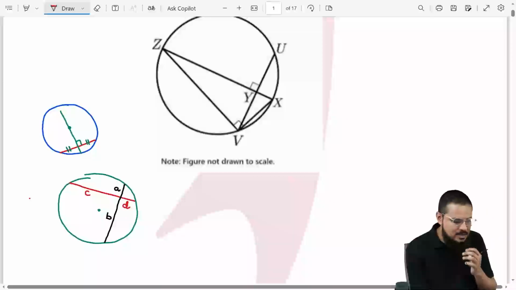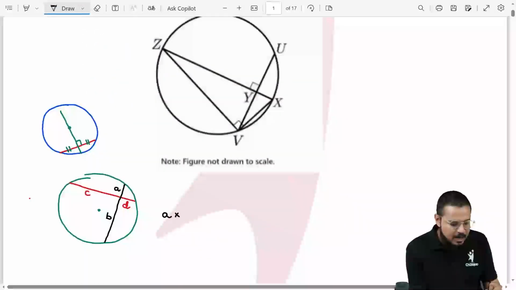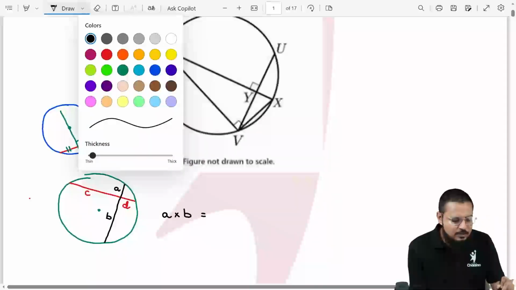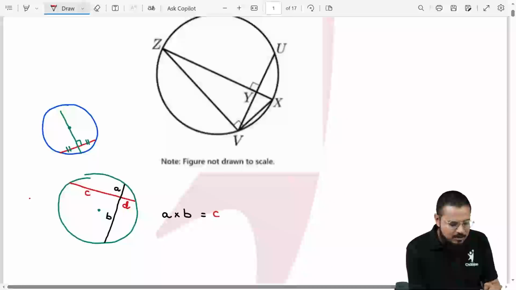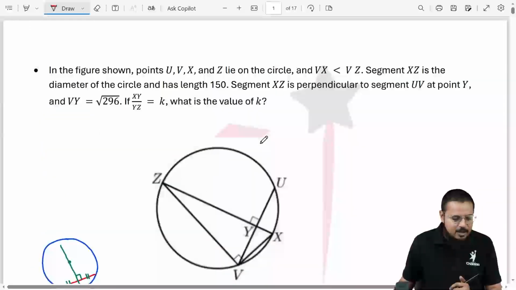the property says that the product of the segments of the first chord, A times B, should be equal to the product of the segments of the second chord. A times B should be equal to C times D. That is what the property says. So we're going to look specifically at these two angle properties of circles to solve this question. For example, what do we see over here?